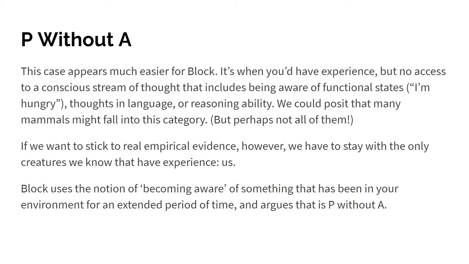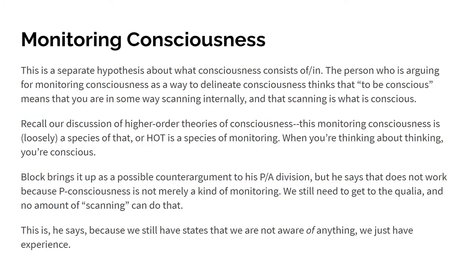And this is where he's saying that our experience is so complex that we can easily have P without A. That our A is what we're actively focused on or aware of, and then everything else recedes into the background and is P without A. Our experience without access. We don't have access to everything in our phenomenology, or what it's like at any given moment, is the argument.